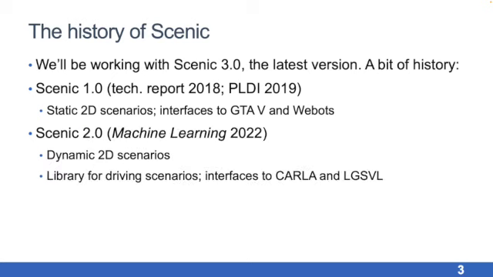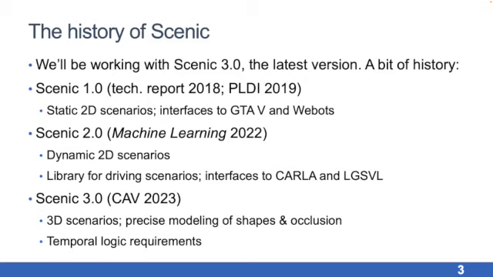And then Scenic 2.0, which is in this extended version of our paper in the Machine Learning Journal, allowed you to talk about dynamics. So that's what we'll see in the second half. We also introduced there a driving scenario library that lets you write scenarios involving cars, pedestrians, and so forth in a simulator-agnostic way. So you can write a scenario that works in, say, CARLA, but also this LGSVL simulator we had, or any other driving simulator that you can write an interface to Scenic for.